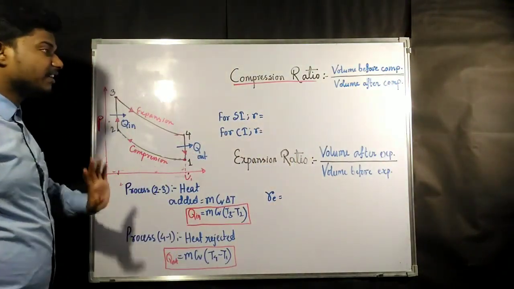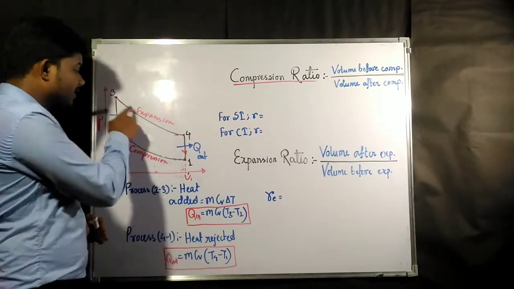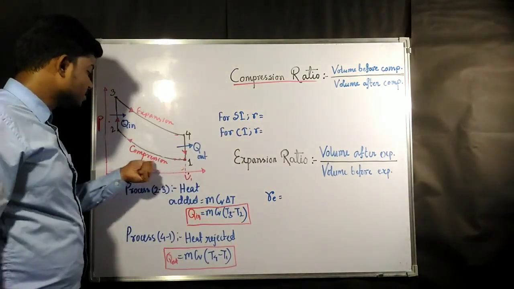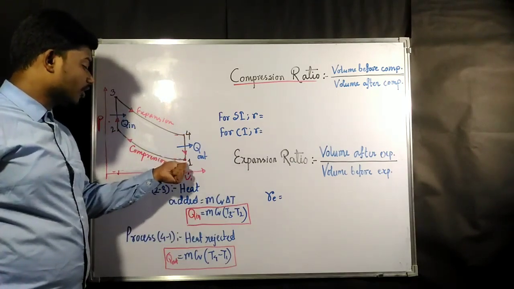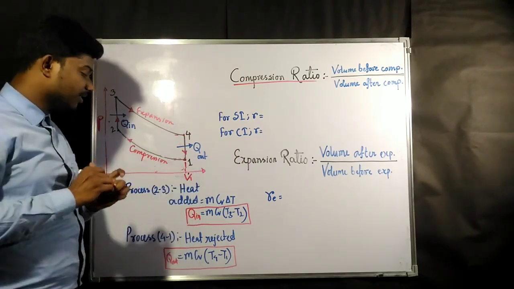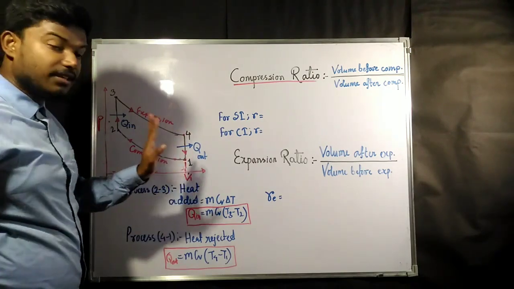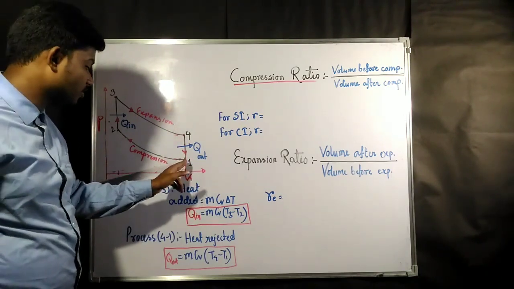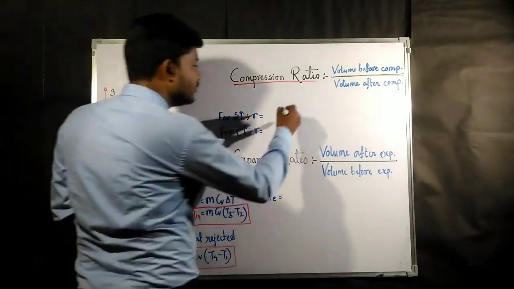Now if you see the PV diagram, process 1 to 2 was the compression stroke and 3 to 4 was the expansion stroke. In the compression stroke, the compression is going to happen inside the cylinder. The volume at point 1 is going to be named V1. This V1 is the volume before compression. Compression has to happen after it gets to point 1, so before the compression, whatever volume it has is equal to V1.